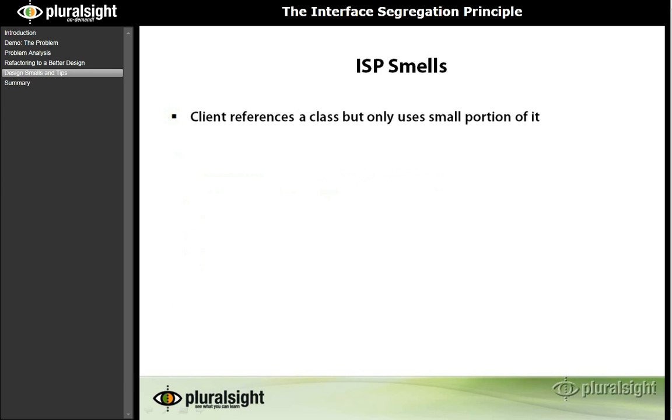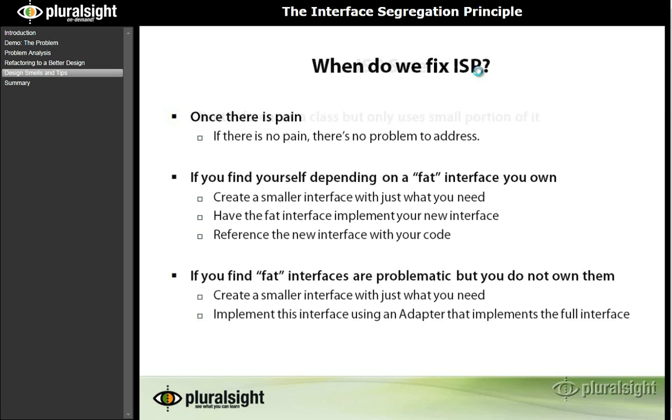Another smell is when you have a client that references a class, but it only uses a small portion of it. This is very similar to the last smell, but not quite exactly the same. This is more from the client side rather than from the implementation side. When you see this, sometimes you can make a facade or some other kind of class that your class depends on, so that you're not depending upon the larger class, which is perhaps more likely to change and break your class.